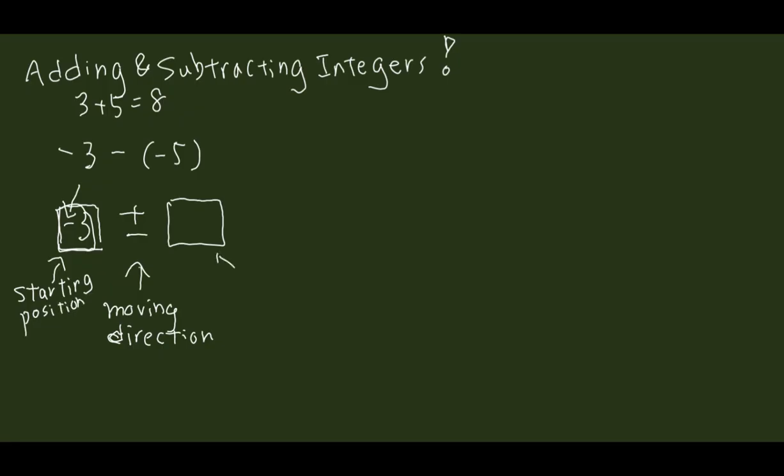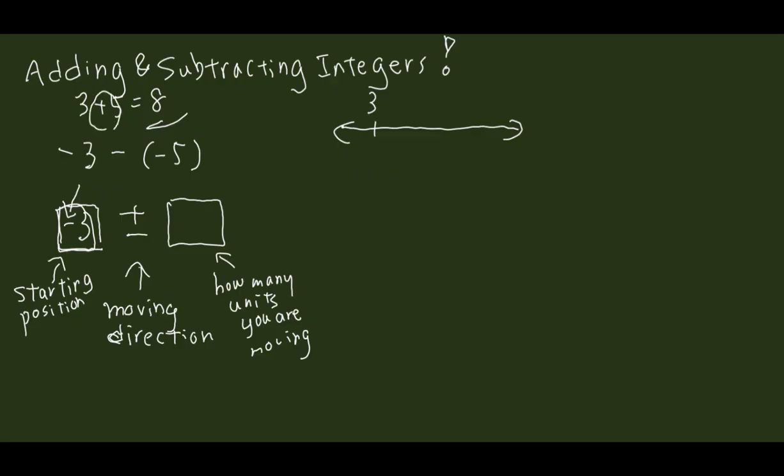And finally, this one here can be -5 or +5 or whatever. It's how many units you are moving. Okay, so for example, 3 plus 8, okay? So on the number line, we are doing this example here, right? You have 3, okay? And then since it's plus, you move to the right.